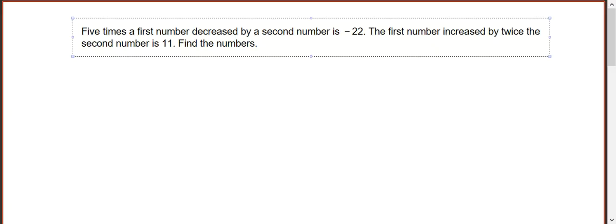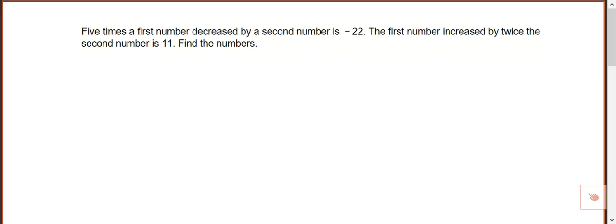So the first thing that we want to do is to define our numbers. So we'll let the first number equal the variable x. Then we'll let the second number equal the variable y. Okay, so now what we have is 5 times the first number decreased by the second number, which is what we called y, equals negative 22.